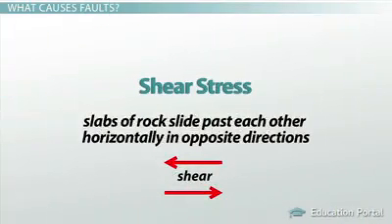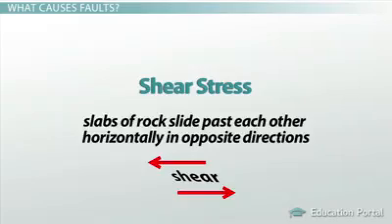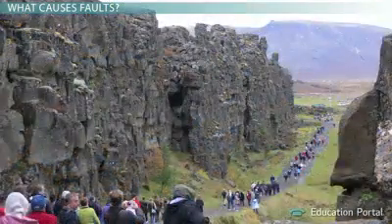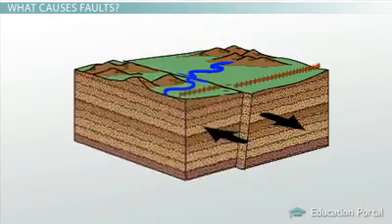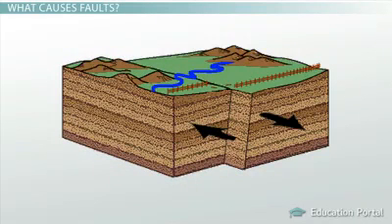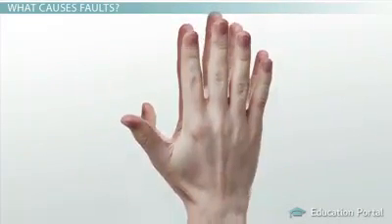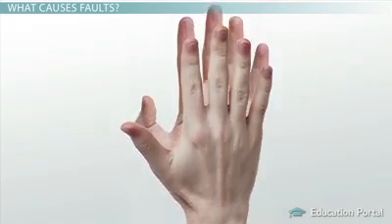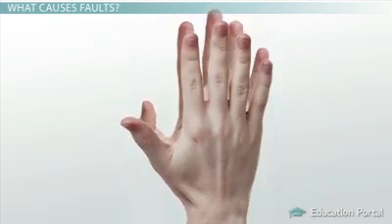Shear stress is when slabs of rock slide past each other horizontally in opposite directions. The rocks are not smashed into each other or pulled apart, but their edges slide along each other with a lot of friction. This is like when you rub your hands together to warm them up. One hand goes forward and the other goes backward, rubbing against each other.